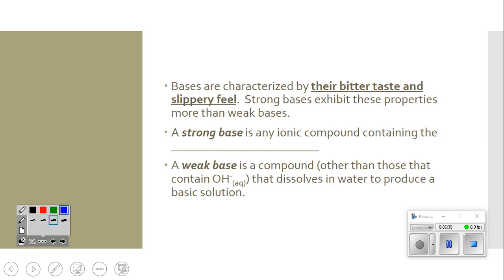Now, the base side of the story is basically the same as the acid side of the story. We're just going to replace everything where we had acid characteristics with base characteristics. Bases, unlike acids, have a bitter taste, although I do not ever want you to taste something in the lab to tell if it's a base.